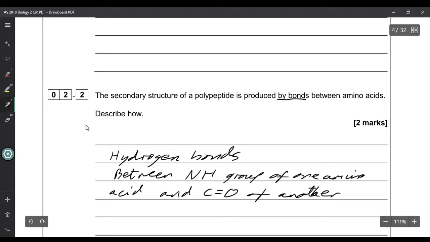So we could also talk about the types of secondary structure that are created by the different types of arrangements of hydrogen bonds. But the key is to be precise. You can't just say the hydrogen bonds exist between one amino acid and another. We've got to actually explain which groups are involved.